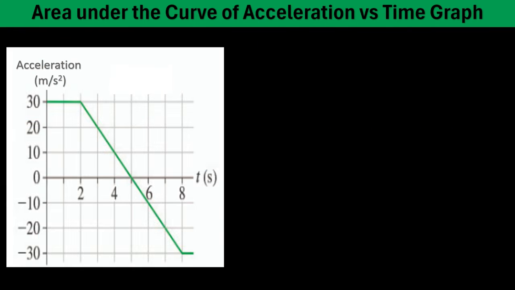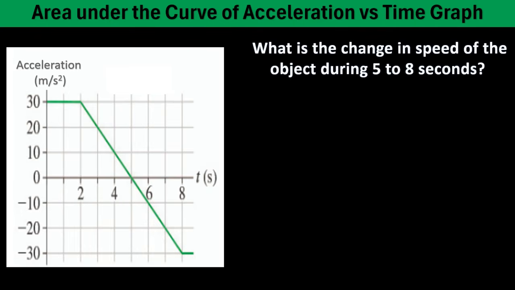Here is another example, wherein the area is found below the x-axis and the value of the change in velocity is negative. Remember that for us to calculate the change in velocity, we have to identify first the x-axis line and the graph line for the specified time interval of the problem.